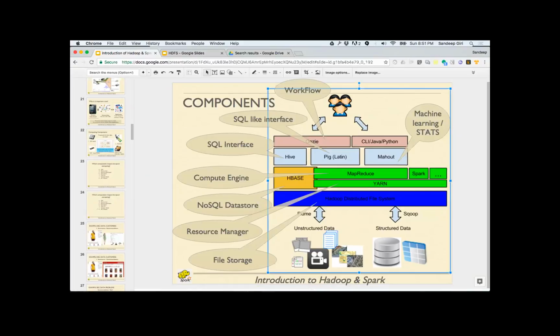A question from Sahasra. Can Flume be used for semi-structured data? Yes, it can be used for any kind of data. For example, if you want to push logs, or if you want to push JSON files, CSV files, it can handle all of that.